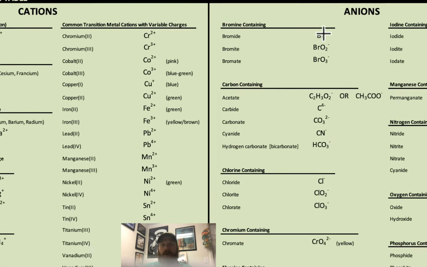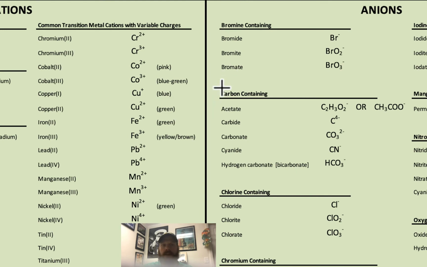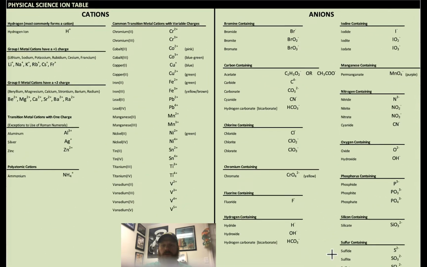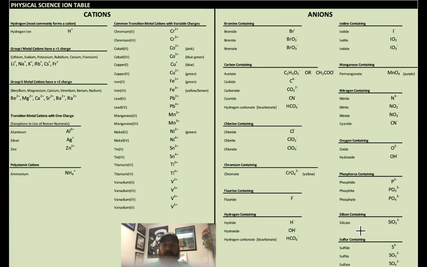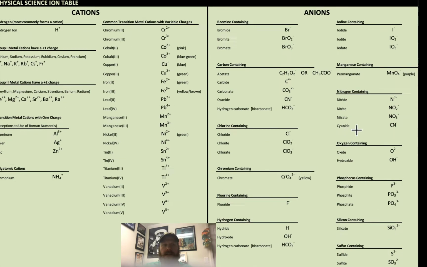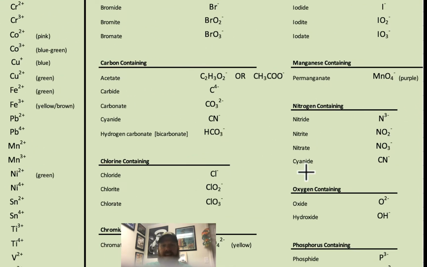These contain bromine as the central atom. These are carbon containing. These have chlorine, all the way down to sulfur containing anions. My thought was that organizing the table in this way would make the ions easier to locate. Let's just look at one group. Here is a list of the nitrogen containing anions.